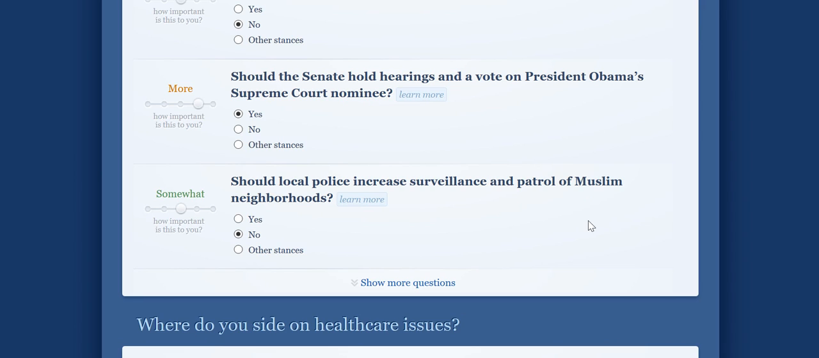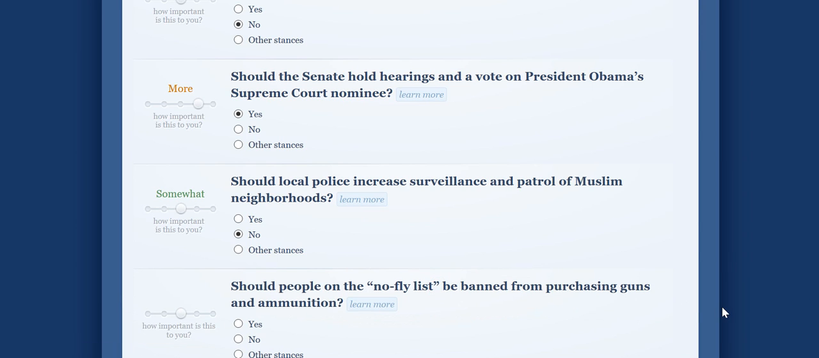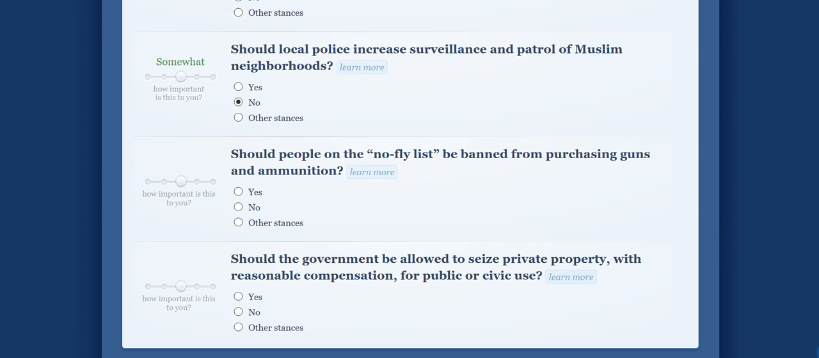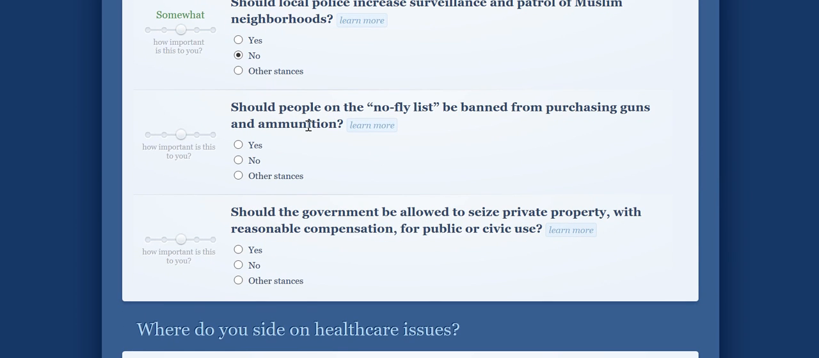So, okay. I think you know where I stand on that. All right, show more questions here. Should people on the no-fly list... Oh, okay, I didn't answer this one, and I'll tell you why. Should people on the no-fly list be banned from purchasing guns and ammunition?